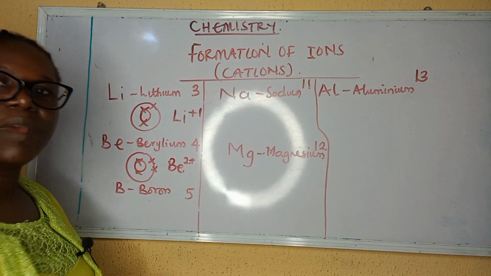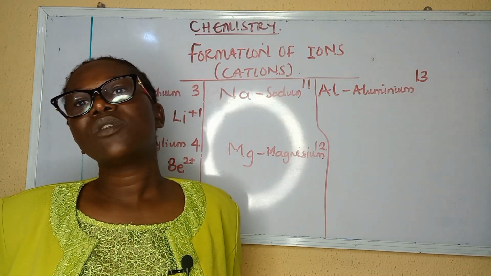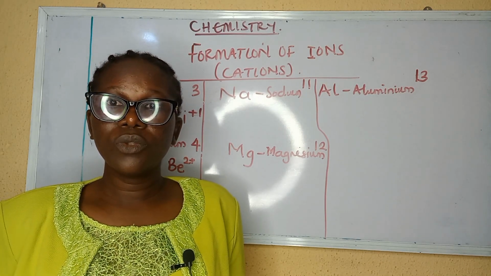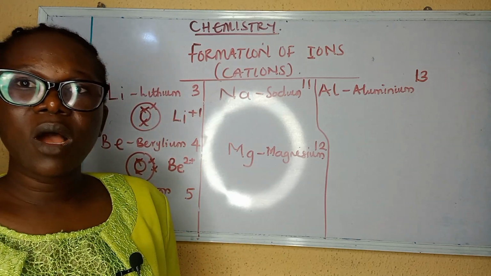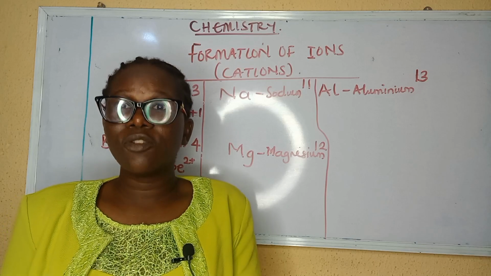And take note, those elements that give out electrons easily to become positively charged are metals. Most of them are metals. So metals are electron donors, so to say. Their atomic number is still intact, 4. The proton number is also 4 because the atomic number is the number of protons.